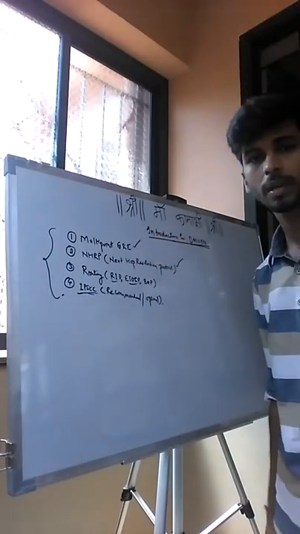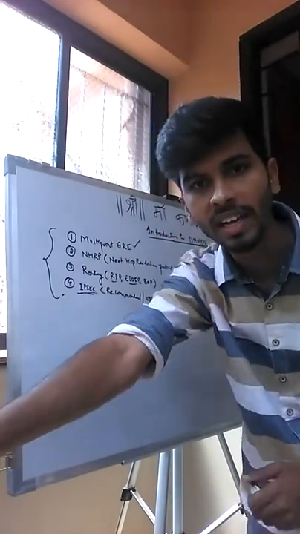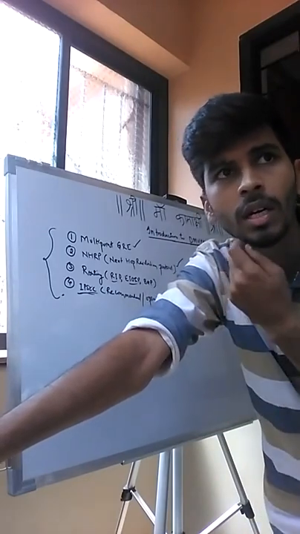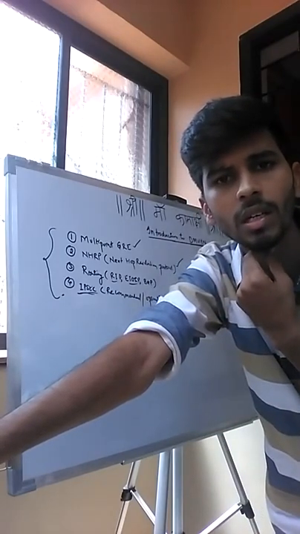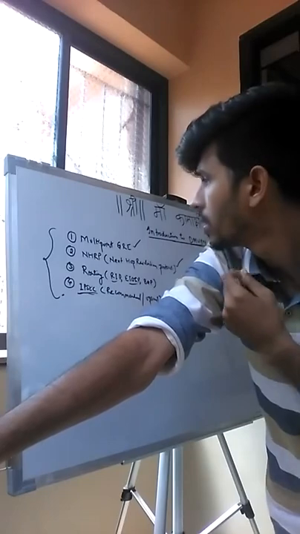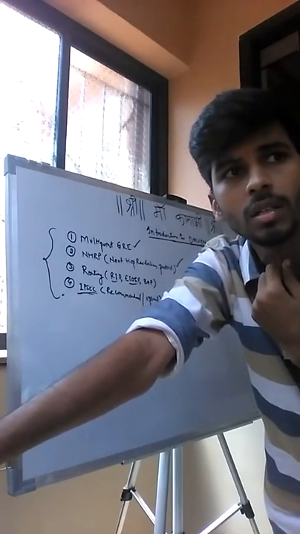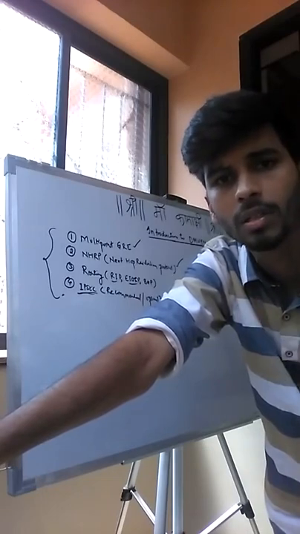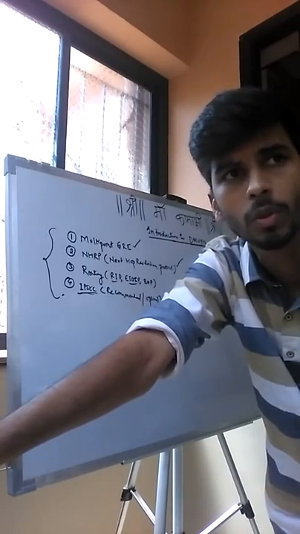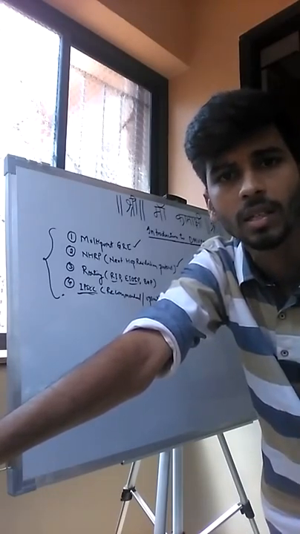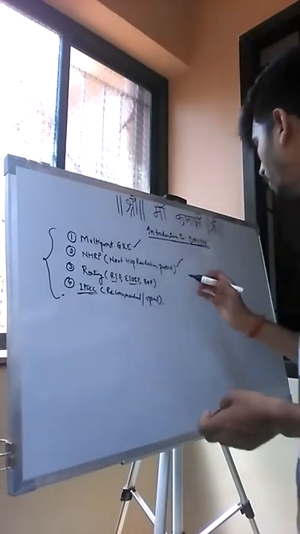We'll break DMVPN into parts and learn each: what is multi-point GRE, what is NHRP, and why we use DMVPN. When we say Dynamic Multipoint Virtual Private Network, we are actually connecting three or four different areas. Like I just said, my headquarters is in Delhi, for example.